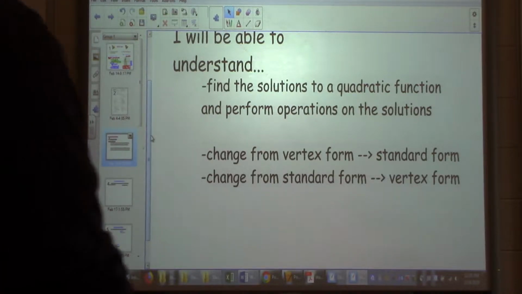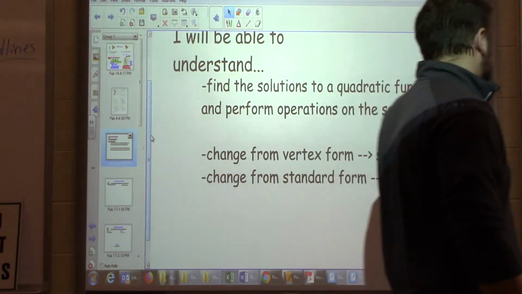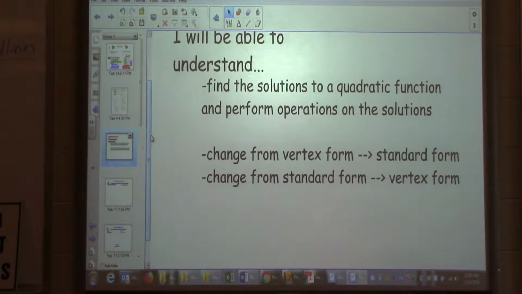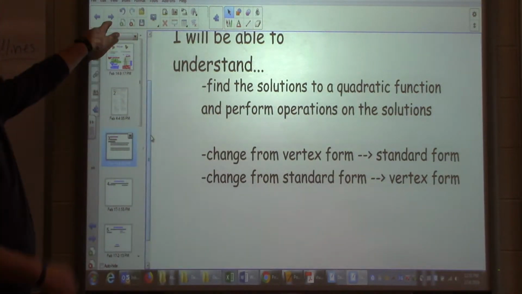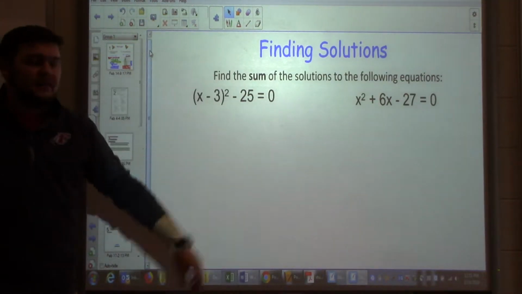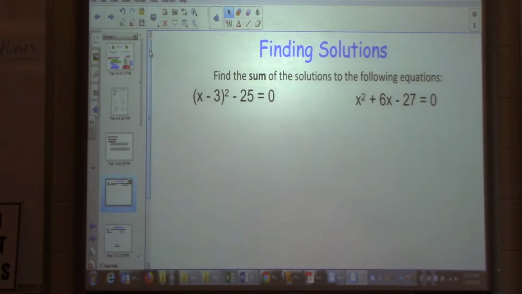Alright, so, like I said, solutions to operations on solutions, and then we're going to talk about changing forms. All we got to do today. Should be pretty easy, pretty quick. Alright, first things first, find the sum of the solutions to the following equations.